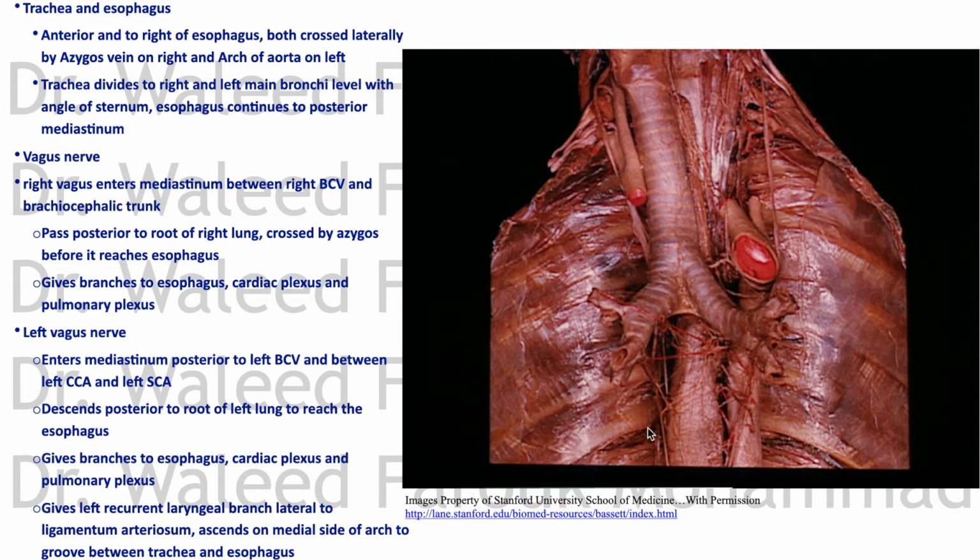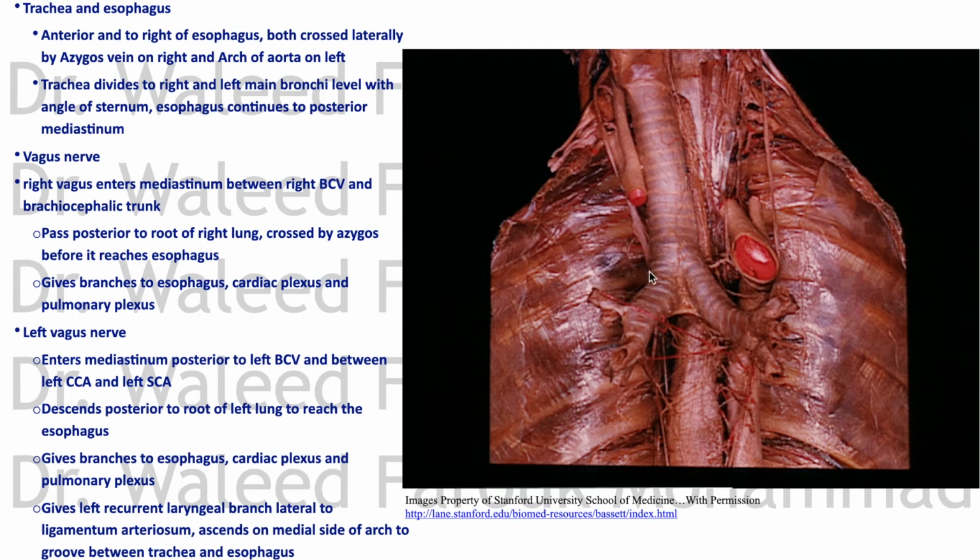Okay, for the vagus nerve, you know that it was in the carotid sheath before, and the right vagus nerve enters the mediastinum between the right brachiocephalic vein and the brachiocephalic trunk. We said before that the vagus always tries to go medial to meet the other vagus on the esophagus as the esophageal plexus, and it passes immediately behind the root of the corresponding lung.